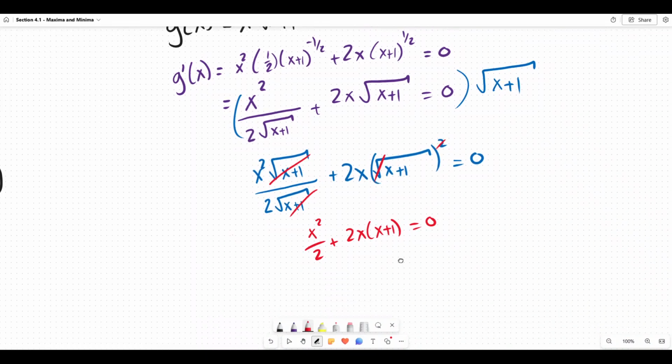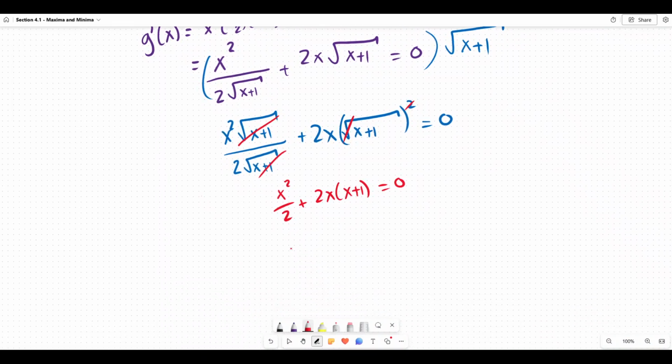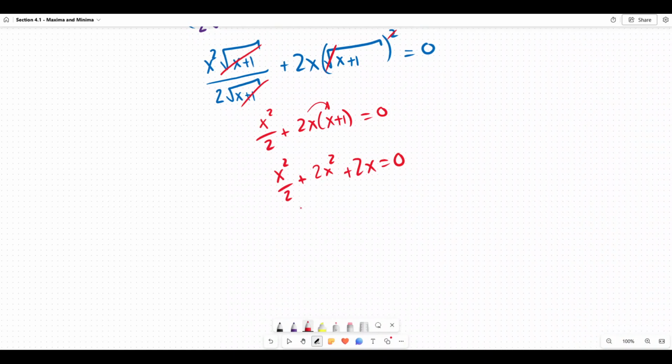And now it's just in the land of algebra, and we're just trying to work it out. So this is x squared over 2 plus, distribute the first one, 2x squared plus 2x. Let's combine these together. We can rewrite this 2 as 4 over 2, and this is 1 over 2. So altogether we get 5 over 2 x squared plus 2x equals 0.